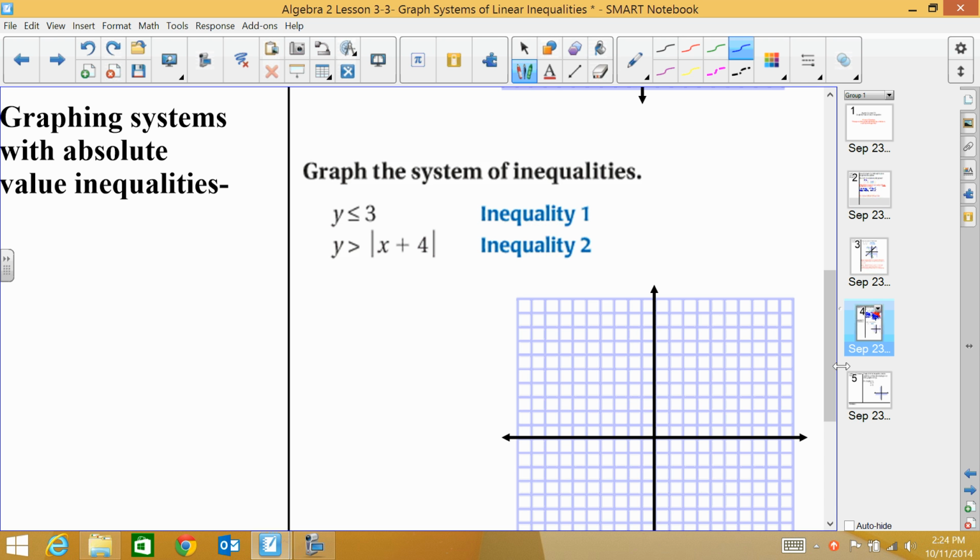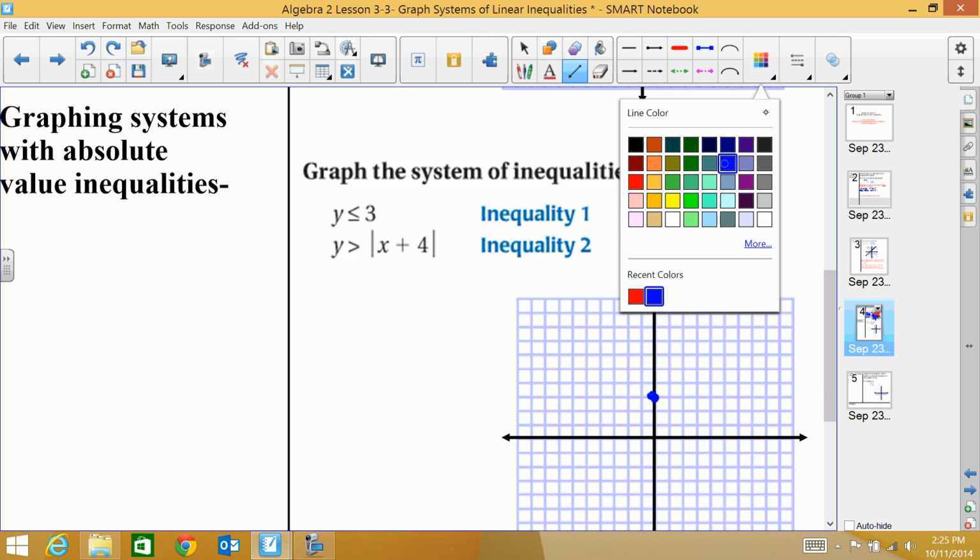Okay, so first I'm going to graph the line y is less than or equal to 3. So because there's no x, what kind of line is that? Well, it would be horizontal. So I'm going to go to y equals 3, and it's going to be a horizontal line. And I look and my line is solid. So I'm going to go ahead and grab a solid blue line.